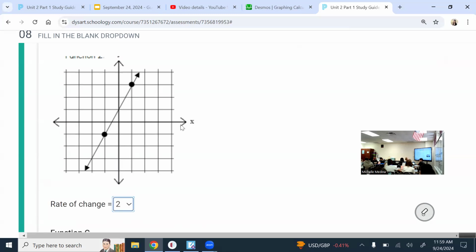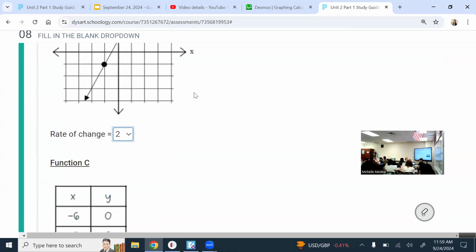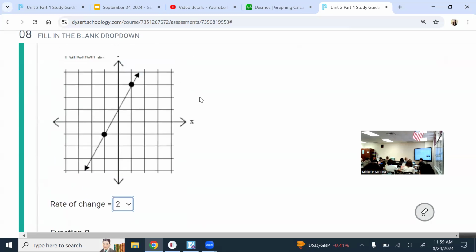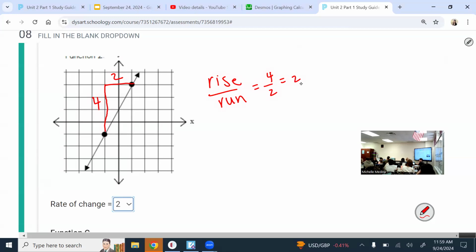Good. All right, am I making sense so far or am I going too fast? Okay. So rise over run, do we understand that? Do we understand rise over run? Okay, so here's my rise, 4. Here's my run, 2. Put it together, rise over run. We can simplify that. 4 divided by 2 is 2. So for this one, my slope is 2.